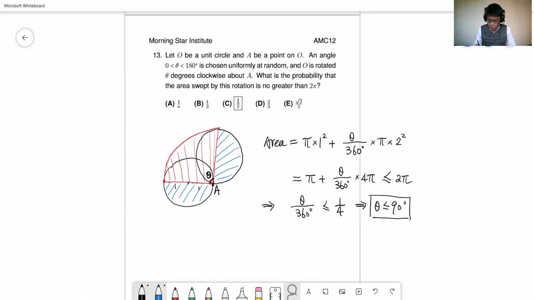That's the requirement. Okay, in this problem, theta is from 0 to 180 degree. The value theta takes is uniform. So the probability is 90 over 180 equals 1 over 2. The answer is 1 over 2, C.